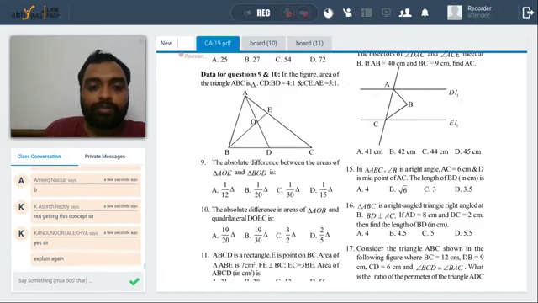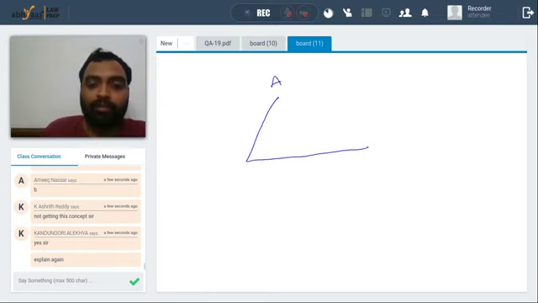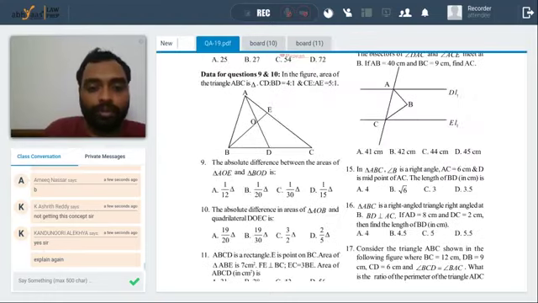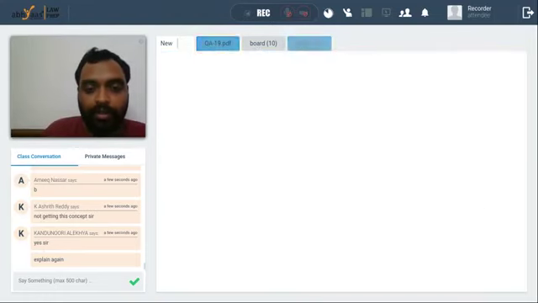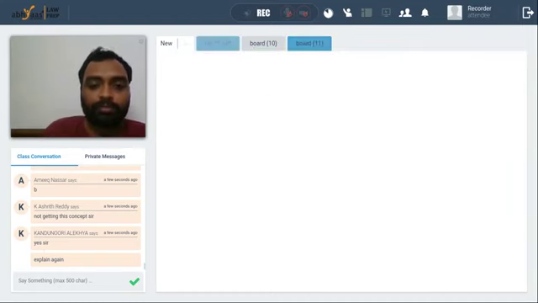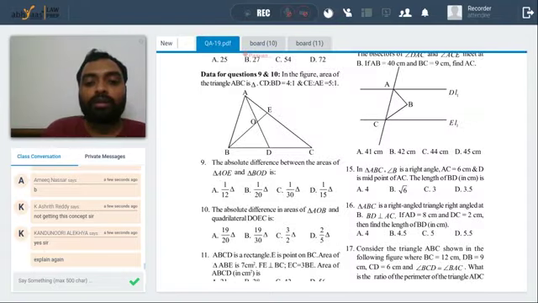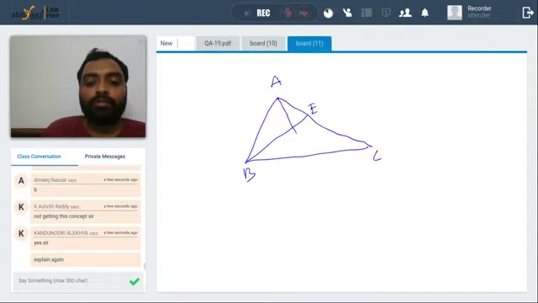See, I'll draw this ABC. I'll explain again. Here my pen is not working. It's becoming very difficult for me to see here and there. A, B, C. This one is E. This one is AOD.